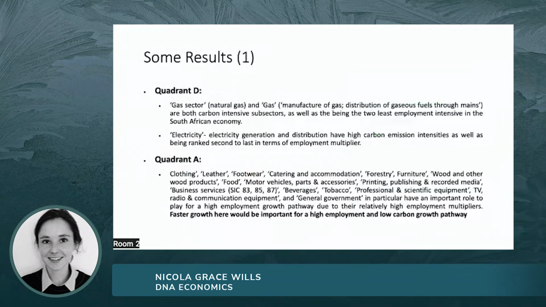Next slide, please. So the end result was your quadrant D, where you want to see slower growth, would be gas, natural gas specifically, and then electricity.